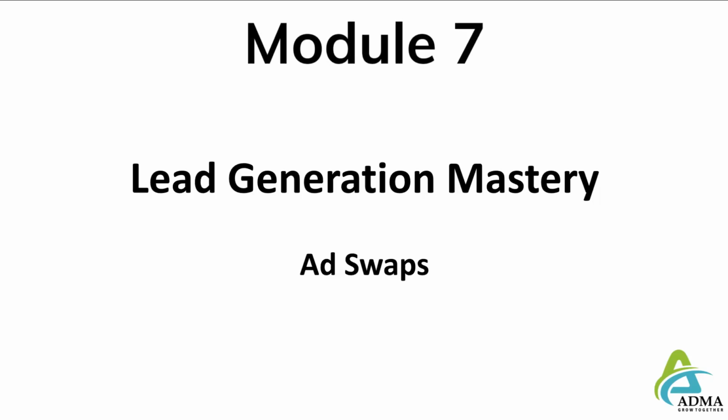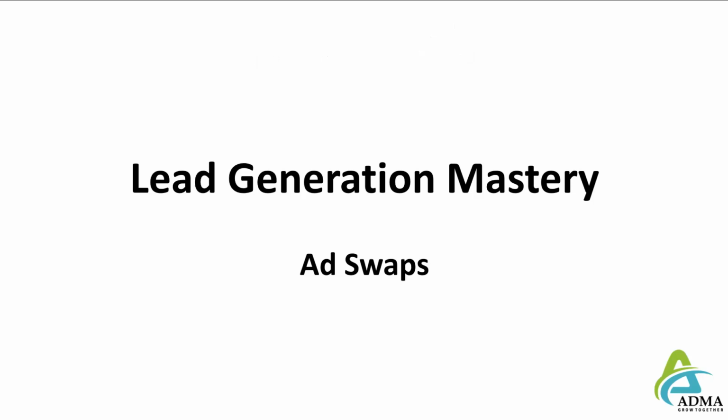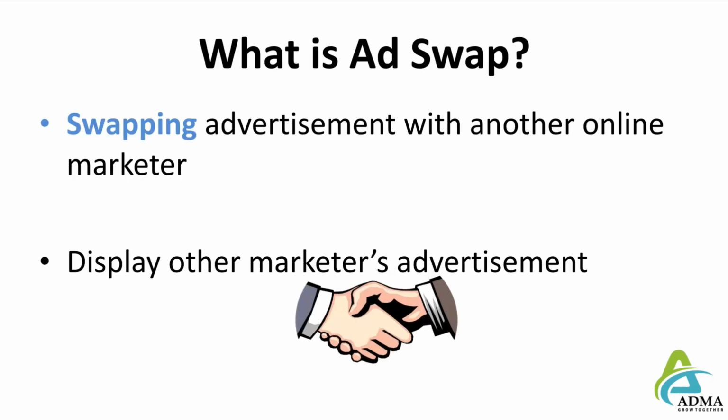We've reached another part of lead generation mastery, where associates play a major part in generating your leads. This method doesn't involve affiliates, but it does involve other online marketers. Ad swapping is exactly what it sounds like. It is where two online marketers swap ads with each other.